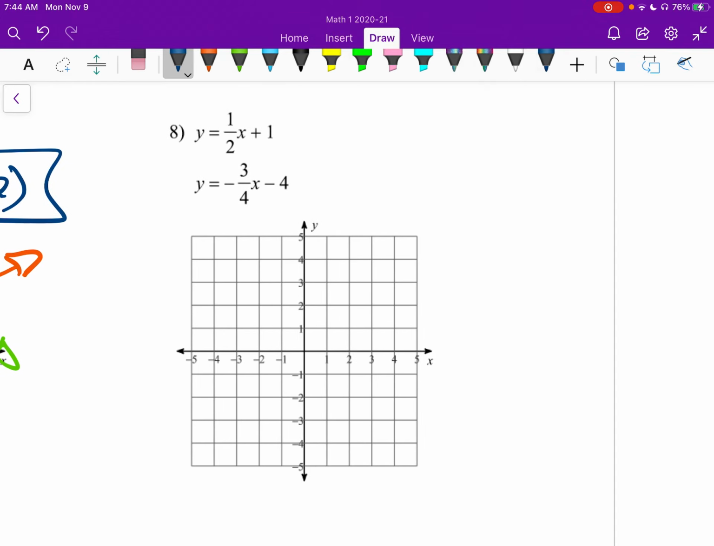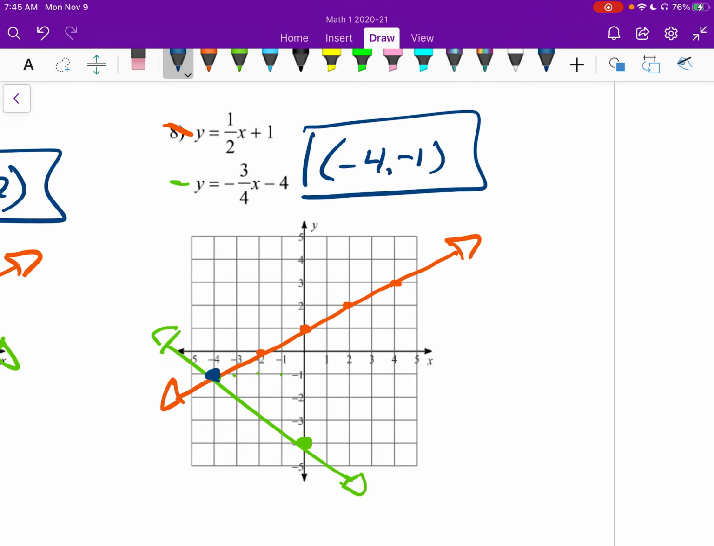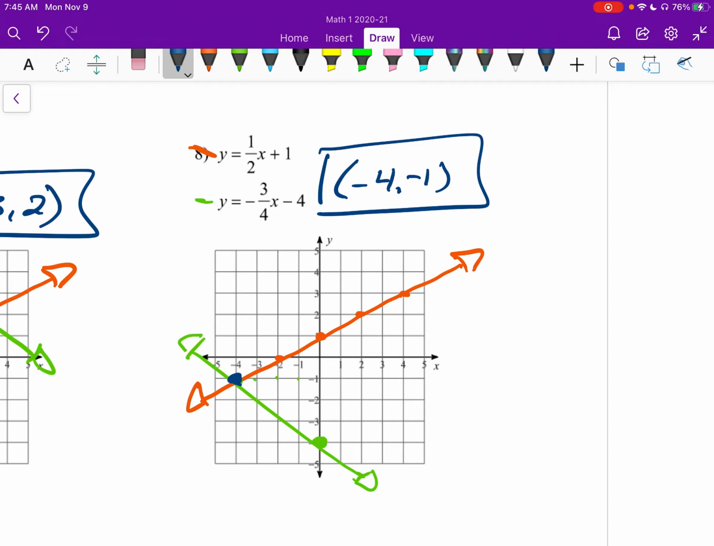All right, number 8, finishing it up. Intercept of 1, slope of 1/2, so up 1 over 2. Oh, I guess I need to draw my line, don't I? And the other one, I go down to -4. My slope is negative, so I really need to go up 3 and left. So up 3 and left, 1, 2, 3, 4, and there's my point. All right, and that point where they cross is at (-4, -1). All right, there we are.